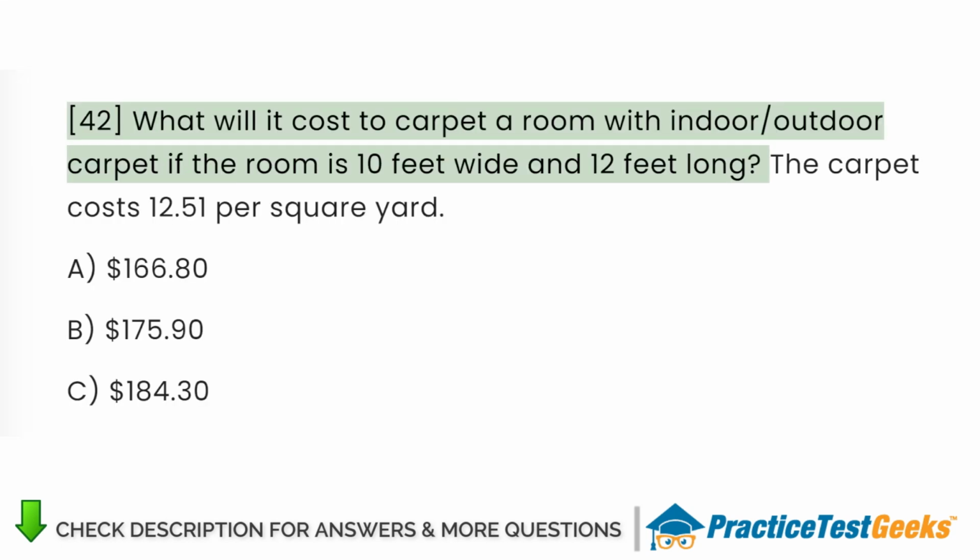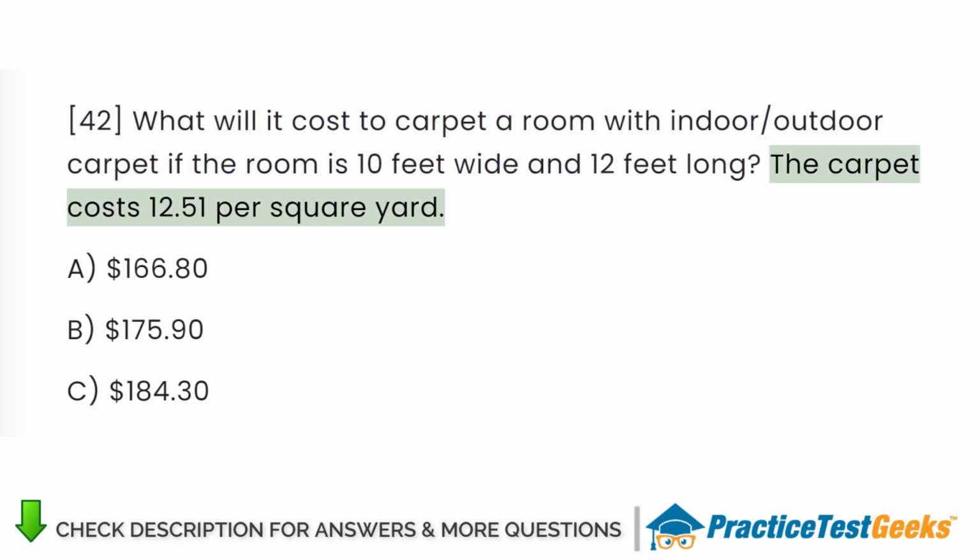What will it cost to carpet a room with indoor-outdoor carpet if the room is 10 feet wide and 12 feet long? The carpet costs $12.51 per square yard. A. $166.80. B. $175.90. C. $184.30.